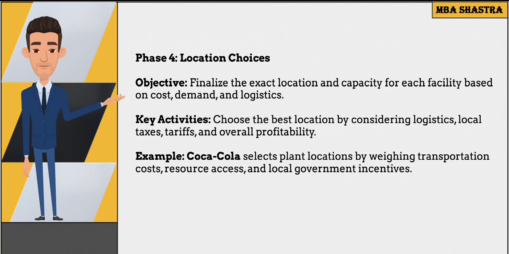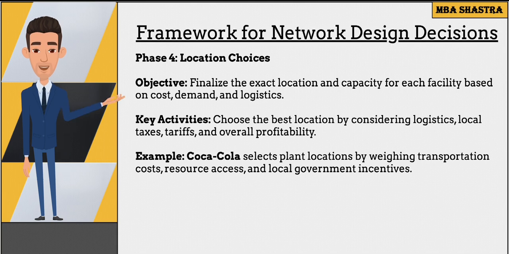Phase 4. Location choices. Objective: finalize the exact location and capacity for each facility based on cost, demand, and logistics. Key activities: choose the best location by considering logistics, local taxes, tariffs, and overall profitability. Example: Coca-Cola selects plant locations by weighing transportation costs, resource access, and local government incentives.